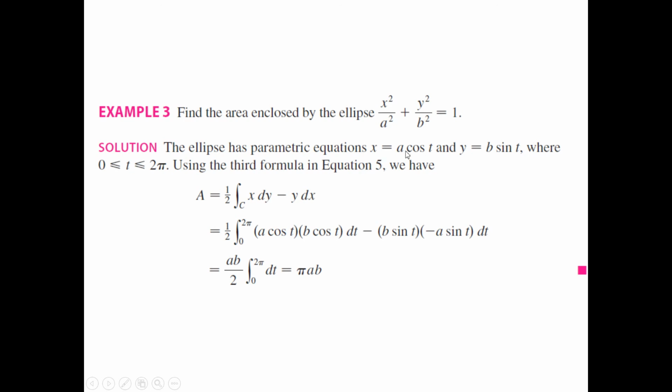So for this parametric equation, t lies between 0 and 2 pi. So this becomes integral from 0 to 2 pi. x is replaced by a cos t, dy is b cos t dt, y is replaced by b sin t, and dx is replaced by the differential of a cos t, which is minus a sin t dt. By evaluating this, we have the area of this ellipse equal to pi ab, and we already know that the area of this ellipse is pi ab.